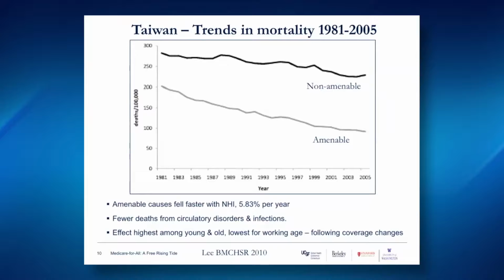There were fewer deaths from circulatory disorders and infections, and notably, the effects were highest among the young and the old and lowest for working age, which precisely followed the coverage changes. In other words, people who got coverage experienced a lower amenable mortality rate.